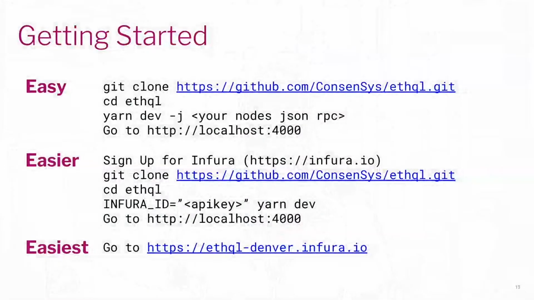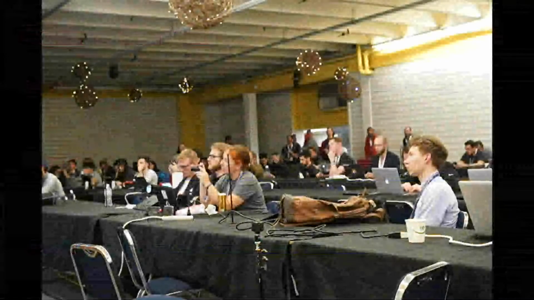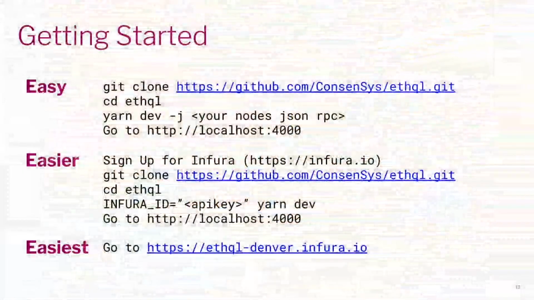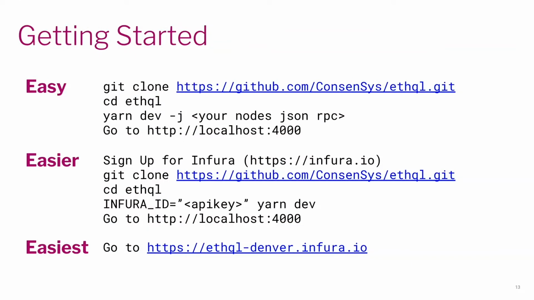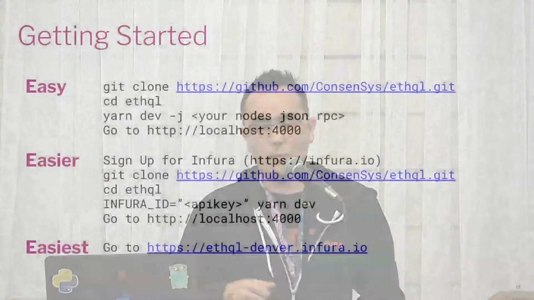So getting started is pretty easy. If you're running your own node, like if you're developing against Truffle, or you have a light client on your local, you can just clone the repo, cd into the repo, yarn dev, and supply your own endpoint that you want to query against. If you have an Infura account or you want to sign up for Infura, it's just as easy. Clone the repo, cd into the directory, specify your Infura ID, and start the server. The easiest is that we set up a playground for you guys to experiment with. So you could just point your clients directly to this URL here and start playing with it and get going right away.